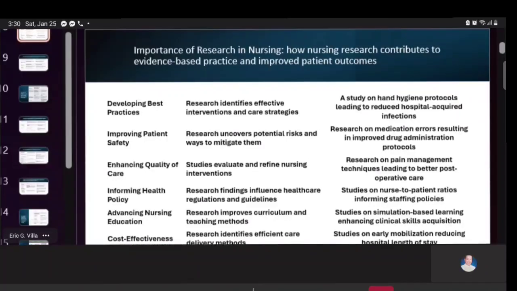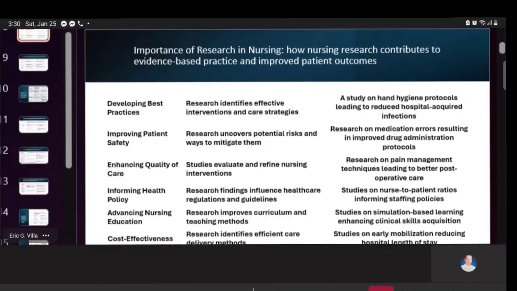In education, research plays a vital role in improving curriculum and teaching methods. Studies on simulation-based learning, for example, have shown its effectiveness in enhancing clinical skills acquisition among nursing students. This ensures future nurses are better prepared for clinical practice, ultimately benefiting patient care.